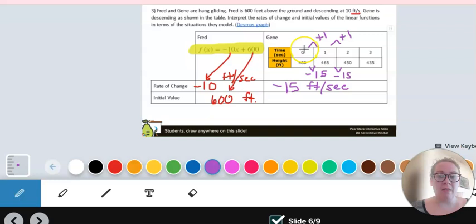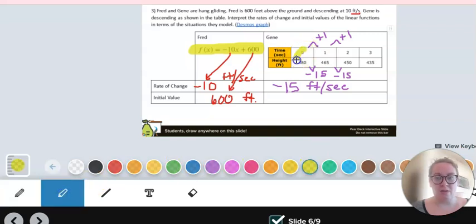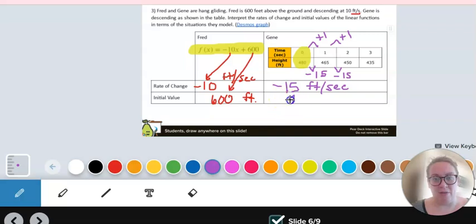And our starting value, when x is 0, we have that initial value of 480 feet. So Jean started lower, but is going down faster. Beautiful. So there's our rates of change and initial values. Push ahead to slide 7 when you're ready.